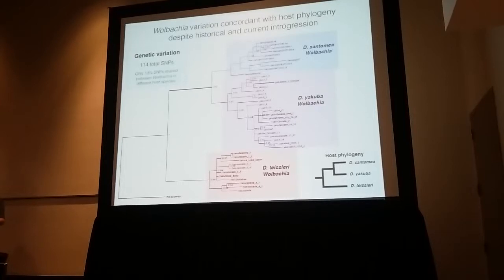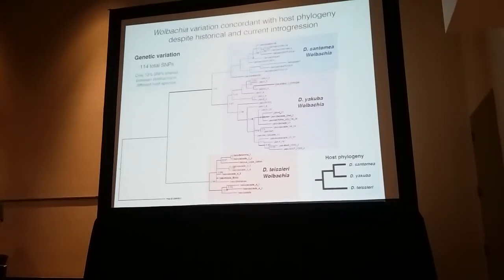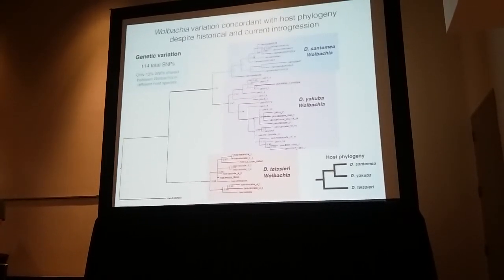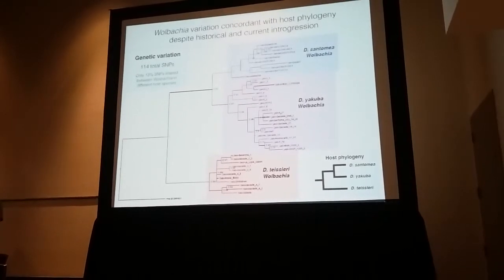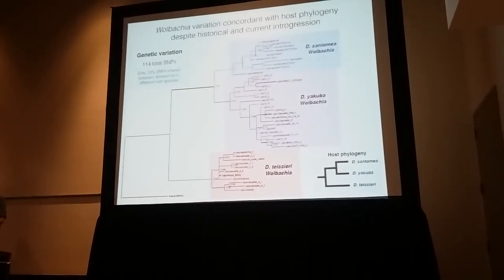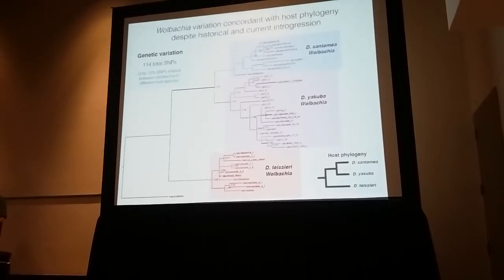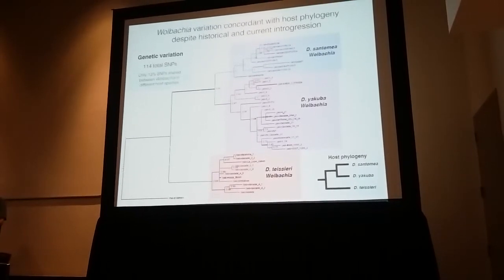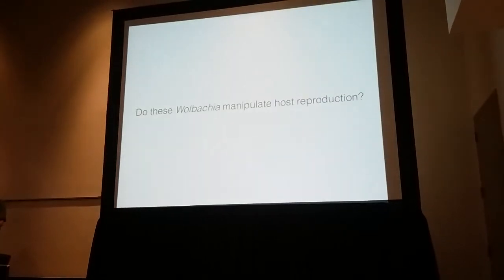Now we know that these species hybridize historically and to a certain extent in current time. You'll notice that this phylogeny recapitulates the host phylogeny. Now that's not evidence of this being an older infection. We're trying to figure out what's going on, and I'll show you some fitness effects in a minute that we think might be maintaining the limited Wolbachia variation there is within each host species in the face of introgression.